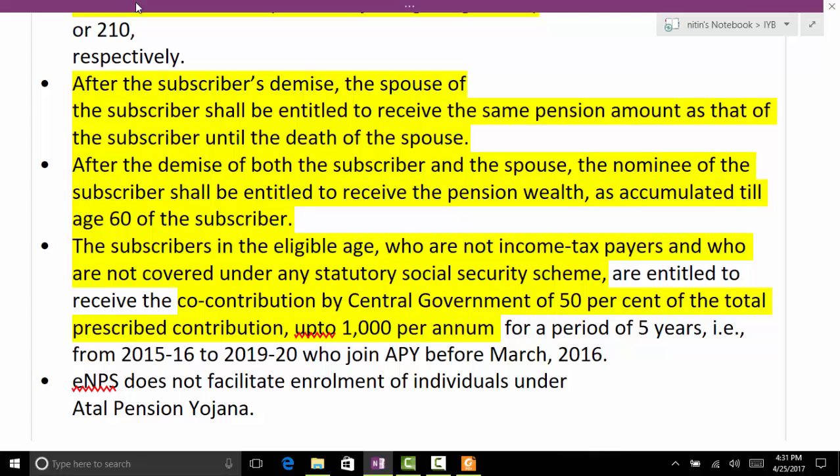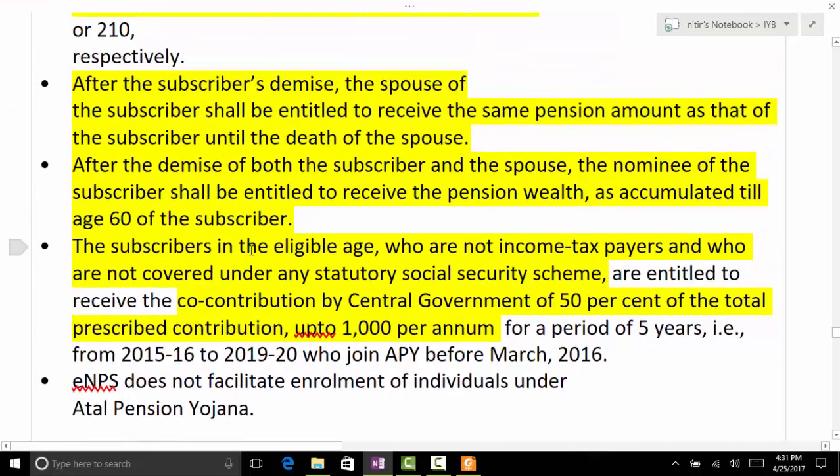Who are the eligible beneficiaries? Who are not income taxpayers and who are not covered under any statutory social security schemes and are entitled to receive the contribution by government of 50% of total pension contribution or 1,000 per annum for a period of 5 years. So for 5 years the government will contribute how much? Maximum 1,000 rupees. So even the government will support, but it is the maximum amount that the government will contribute.